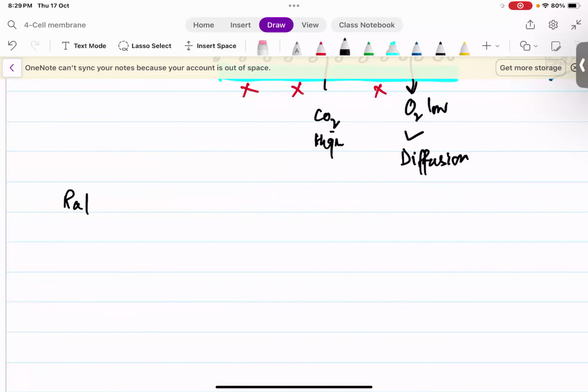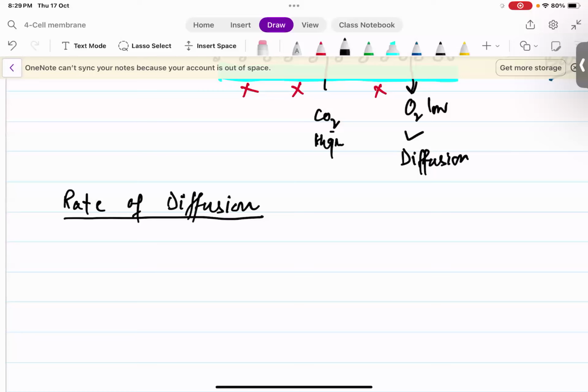So let's see the rate of diffusion. The rate of diffusion can be investigated using living or non-living materials. In non-living materials, we can use agar jelly to see the effect of different factors on the rate of diffusion. And in living materials, we can use plant materials like potato strips or potato tubers to investigate the effect of different factors on the rate of diffusion.